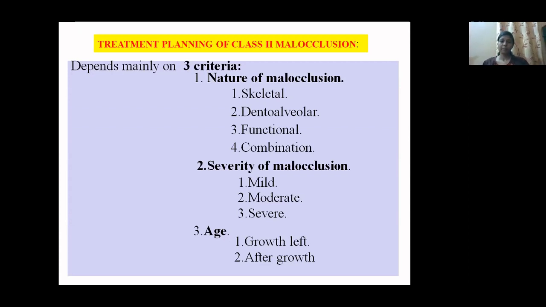Age of the patient plays a major role in deciding our treatment plan. If there is growth remaining, we will plan a different modality, and if there is no growth, the modalities will be totally different.